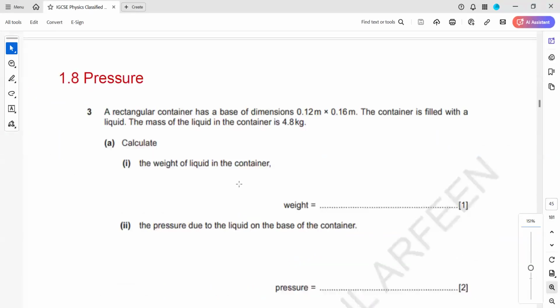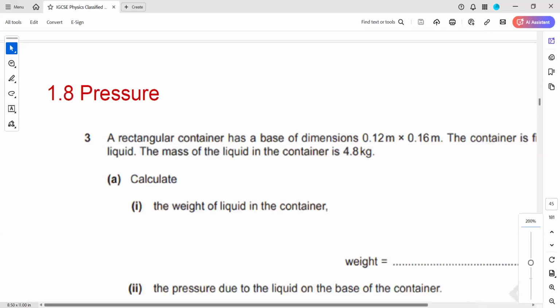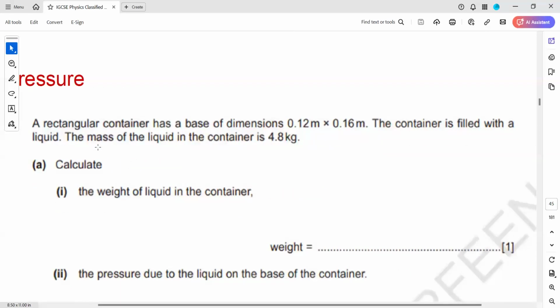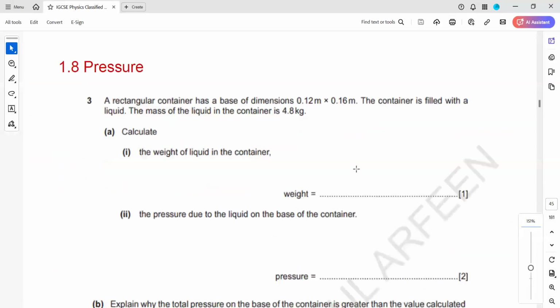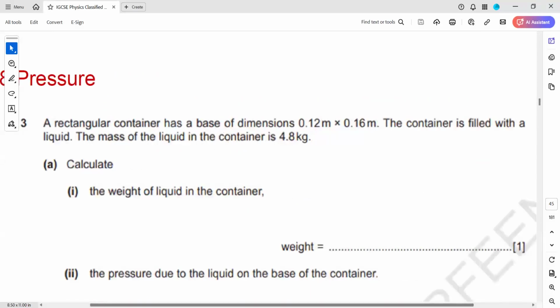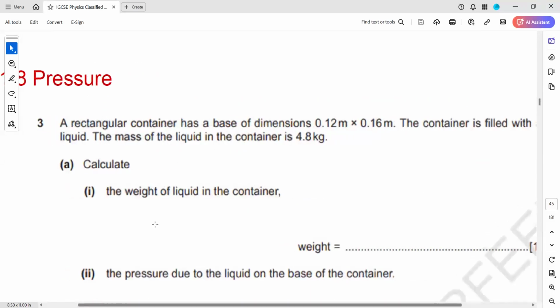Okay, topic 1.8, which is about pressure. A rectangular container has a base with the dimensions of 0.12 and 0.16. This is the dimension of the base, the length and the width of the base. The container is filled with a liquid and the mass of the liquid in the container is 4.8. What is the weight of the liquid?